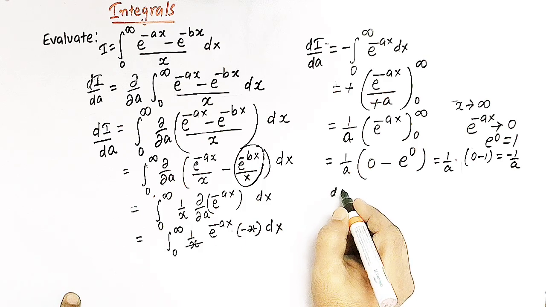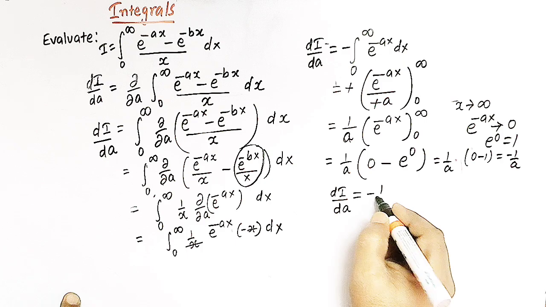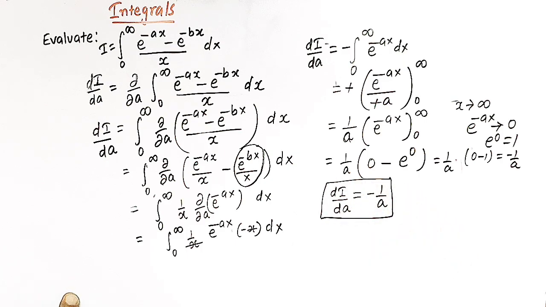So now we have dI over da equal to minus 1 over a, and this is a first order and first degree differential equation.